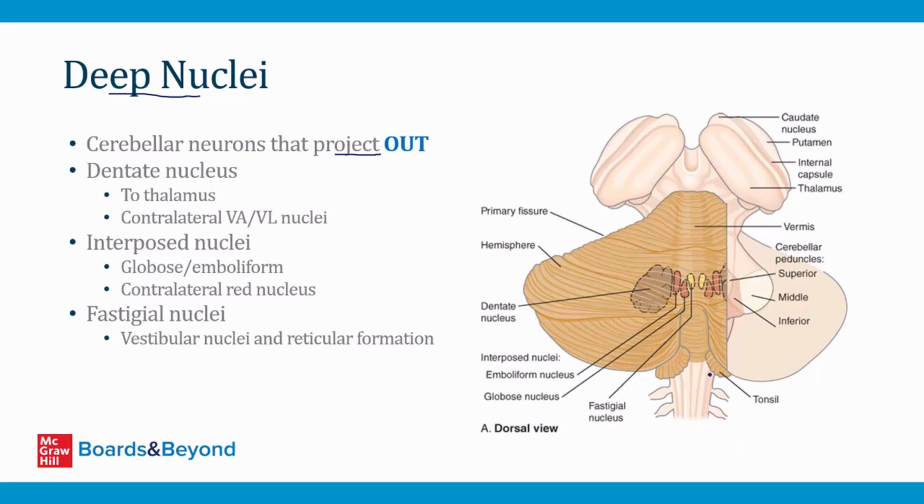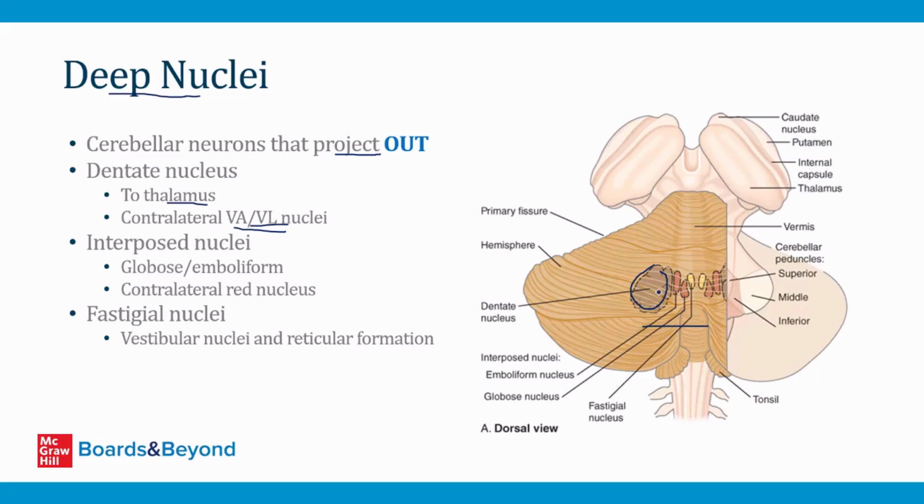If you look at this drawing on the slide here, these are the deep nuclei right here. The most lateral of the deep nuclei are these structures called the dentate nucleus. They project to the thalamus, specifically to the contralateral VA and VL nuclei of the thalamus, which I talk about in other videos. And incidentally, this is the same region of the thalamus that the basal ganglia interacts with.